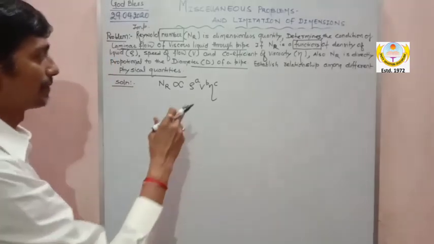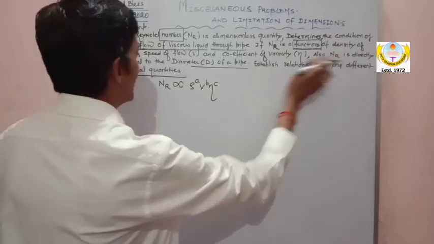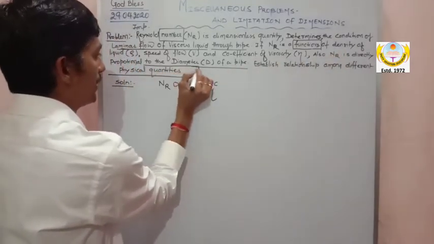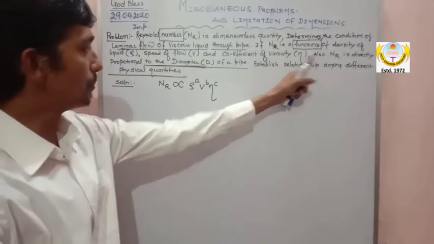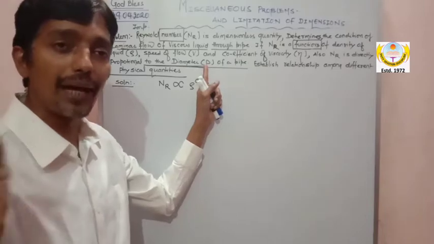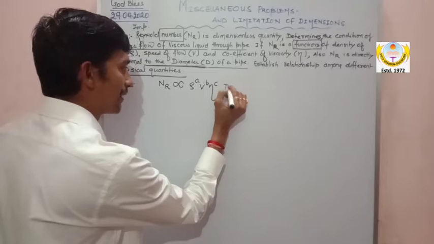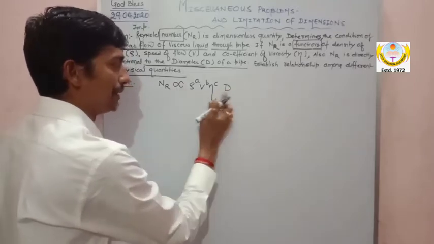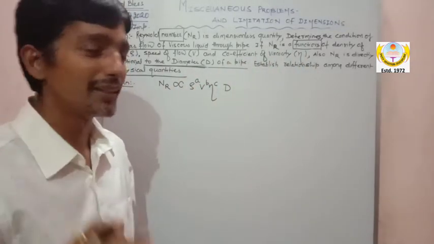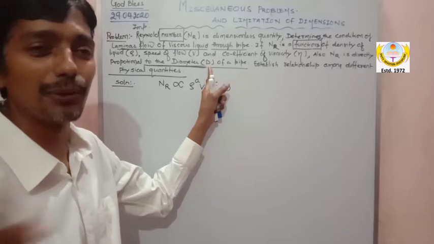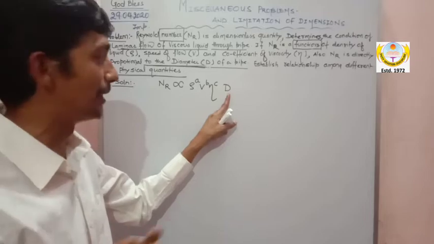But my dear, here they have given one more statement. Also NR, that is Reynolds number, is directly proportional to diameter. Try to understand this. Reynolds number is directly proportional to diameter. Here they have told us that it is directly proportional to diameter. The question confirms that Reynolds number is directly proportional to diameter, not inversely. So I can write here directly proportional to diameter without any power.